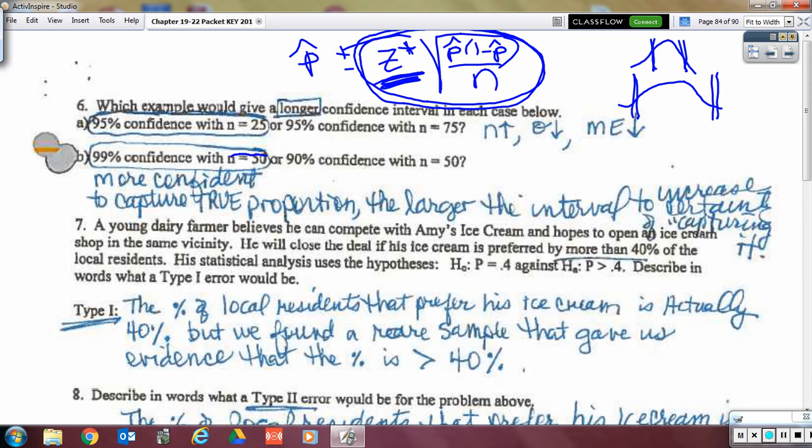Statement B keeps the sample size the same, so that's not the issue. It's about which is bigger, a 99% confidence or a 90% confidence, and which one would be bigger? 99, because you are more confident that you captured the real answer. All right, now part A focuses on, it keeps the confidence level the same. 95% confident is the same for both of those, but it references sample size. One is 25 and one is 75. So I want you to think about this.